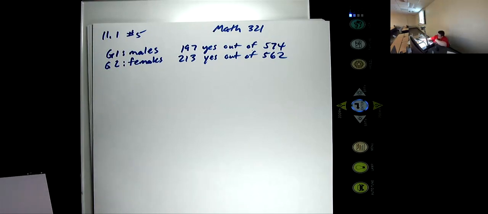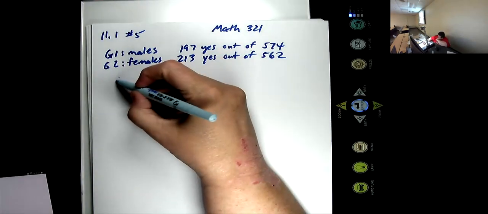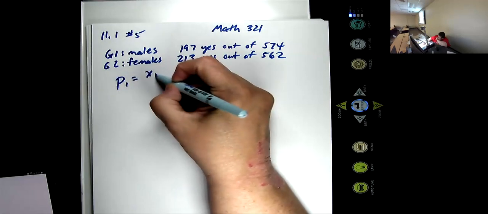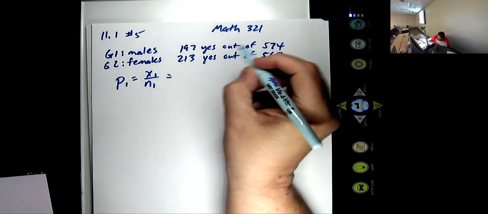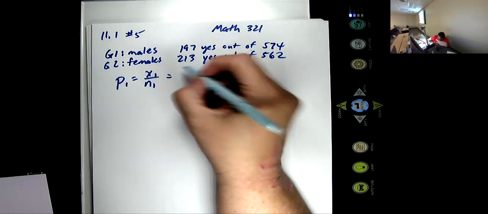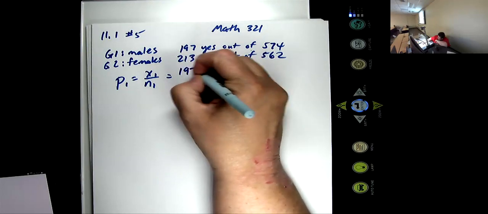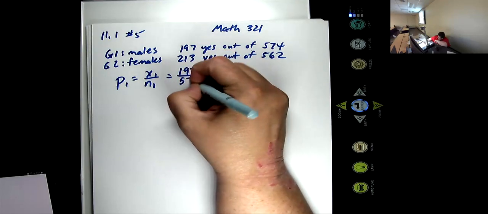So males, group 1, proportion 1 is going to be X1 over N1. It's always the smaller number out of the bigger number. So 197 out of 574.